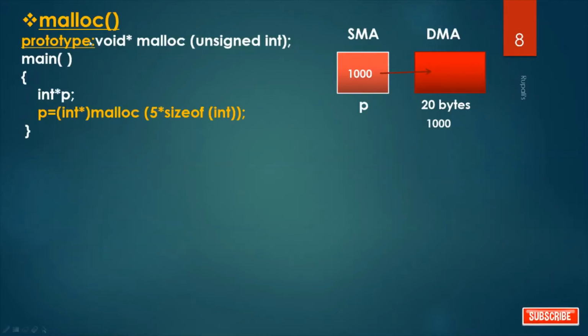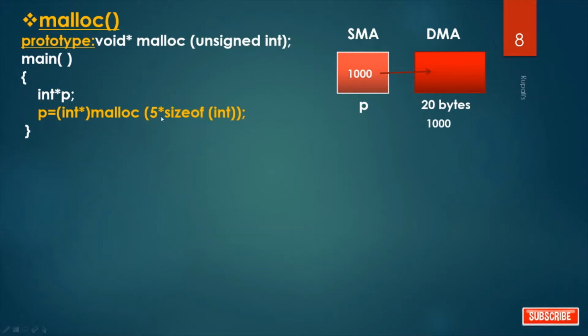So, the malloc function. The prototype of the malloc function is void star malloc unsigned int. See how it works. In main, if we declare int star p, it means p can hold an address of an integer. Now, if I write p equal to int star malloc 5 into sizeof int, size of int means 4. So 5 into 4, 20 bytes.